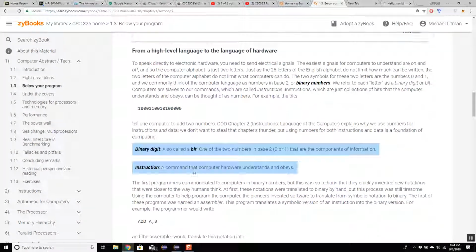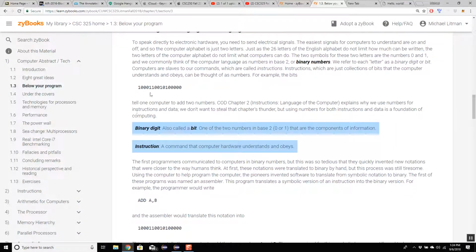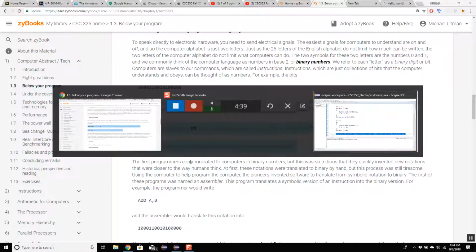Let's see if there are any other pictures on this one. All right, so we know what binary digits are. We looked at some conversion stuff last time, right?